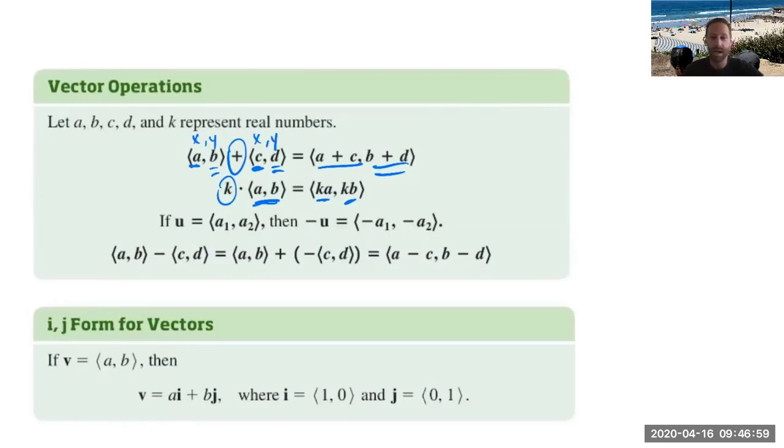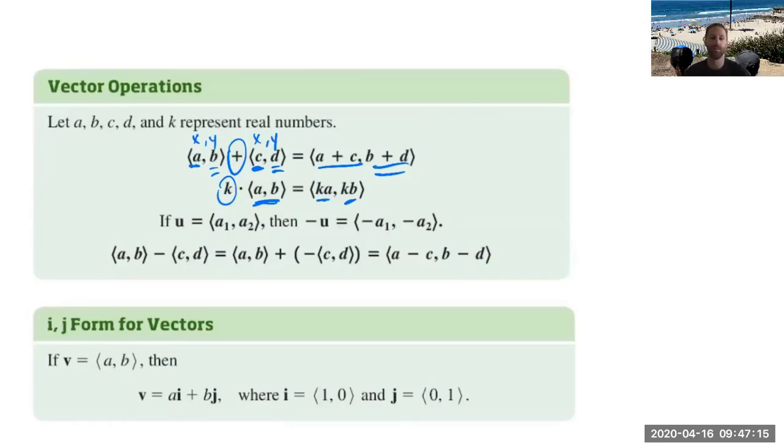And whether we're asked to add or subtract, same thing, we can only do like terms. So the a minus the c is what we would have here, and then the b minus the d. That would be my other resultant vector.